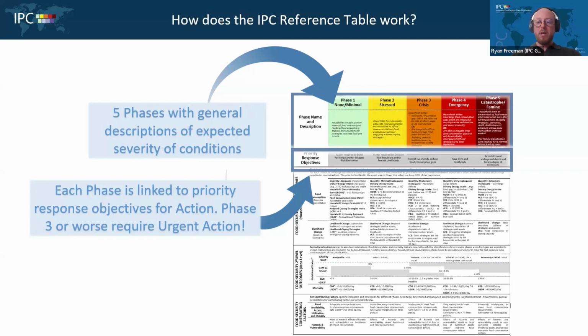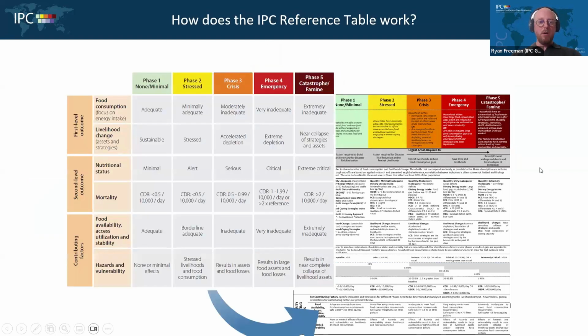In IPC phase 3 crisis, urgent, immediate action is needed to protect livelihoods and reduce food consumption gaps. Moving forward to phase 4, this is about saving lives and livelihoods. And in phase 5, catastrophe or famine, this is to revert or prevent widespread death and total collapse of livelihoods. So you can see that as we move from phase 1 to phase 5, it gets incrementally more severe. And our reference table allows us to do that as well.